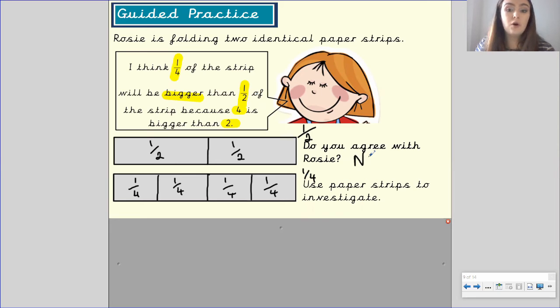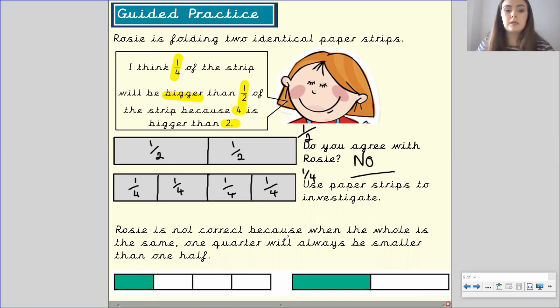No, you should not agree with Rosie, because we can see here that a quarter is a half of a half. So therefore, a half is bigger than a quarter, not the other way around. So as we've said here, Rosie is not correct because the whole is the same. 1/4 will always be smaller than 1/2, as you can see here.